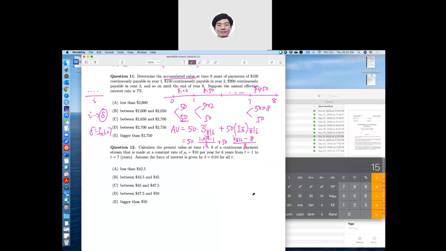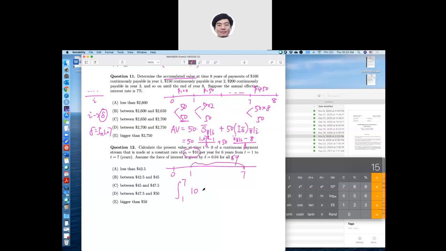Question 12, we want to know the present value of a continuously payable stream that is made at a constant rate for 6 years, from 1 to 7. So I want to know the present value at 0, but the payment is from 1 to 7. So obviously I already told you here we have 6 years. So integral from A to B, payment is 10.